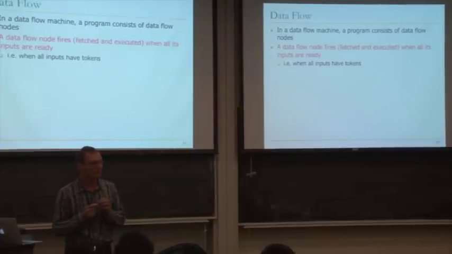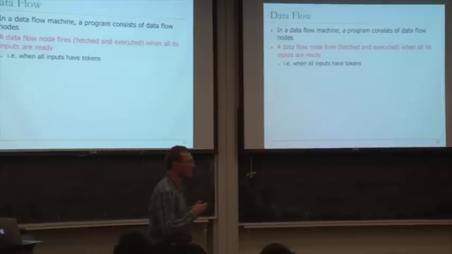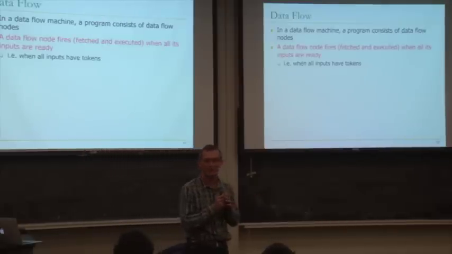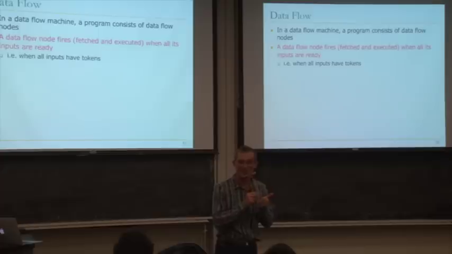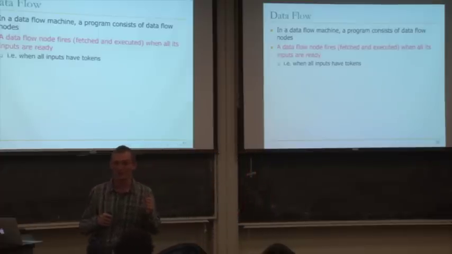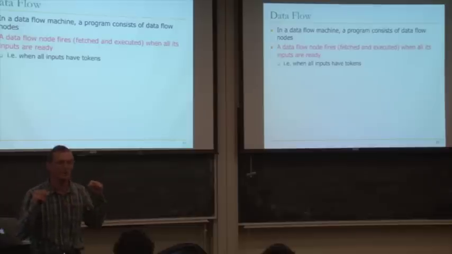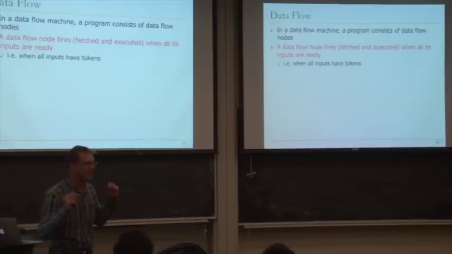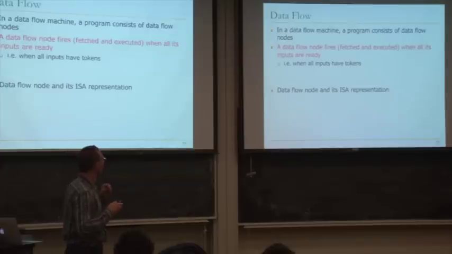Basically, in a data flow machine, a program consists of data flow nodes. And you all know what a data flow node is, right? It fires, meaning it's fetched and executed when all of its inputs are ready. In other words, when all of its inputs have tokens, incoming tokens. That's what it means for a node to be ready. And we'll see what tokens are.